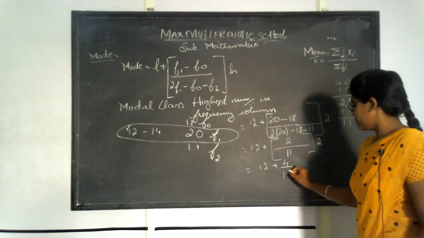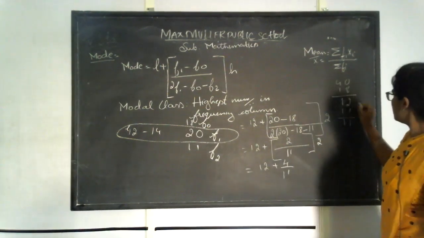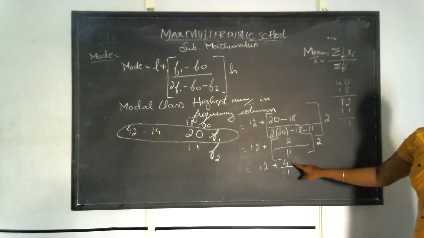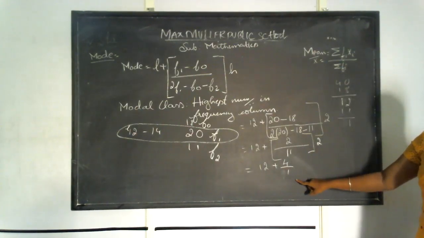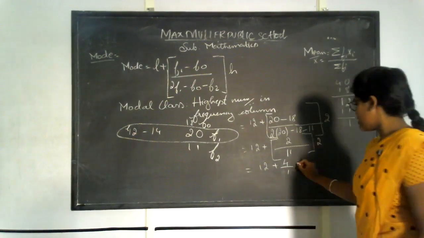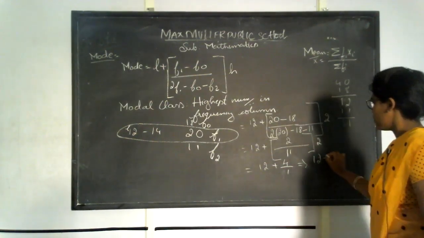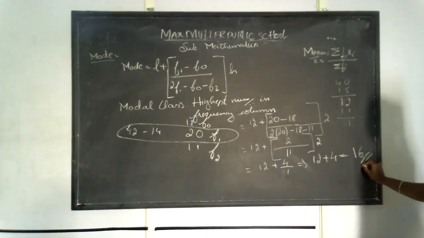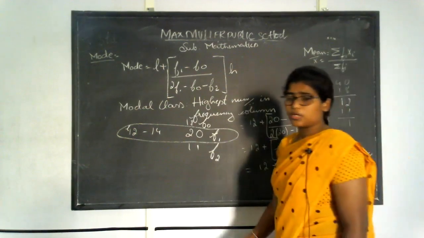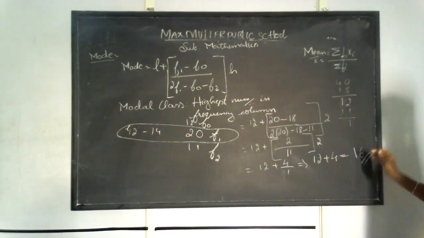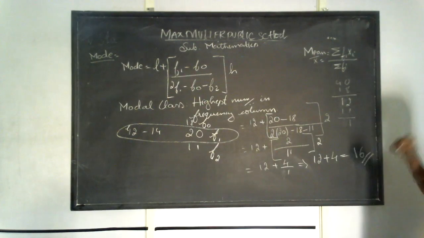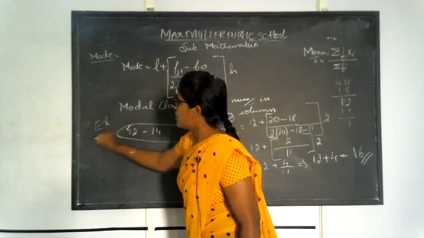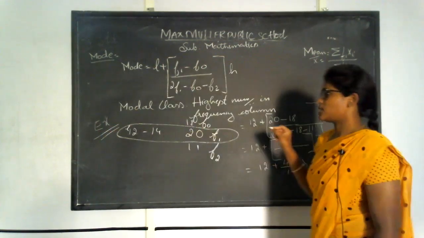Clear? Then what happens? 4 divided by 1. Anything divided by 1 is what? 4 itself. So it will be 12 plus 4. 12 plus 4 is how much? It is 16. So what is your mode? Mode will be equal to 16. This is how you are going to find out the mode for a given frequency table. Understood? It is just an example. What I have given is not there in your textbook. Now we are going to solve your textbook problems.